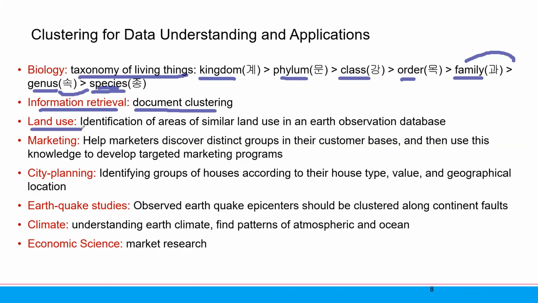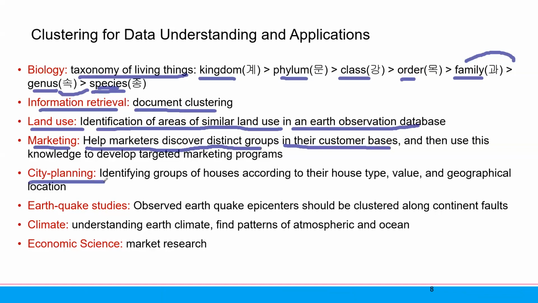Information retrieval. If you have interest in documents, you can cluster documents. Land use. If you have information from, say, satellites, we can identify areas of similar land use in an Earth observation database. In marketing, you can help marketers discover distinct groups in their customer bases. So you can know which customers you want to target. Maybe you want to target high salary persons or low salary persons.